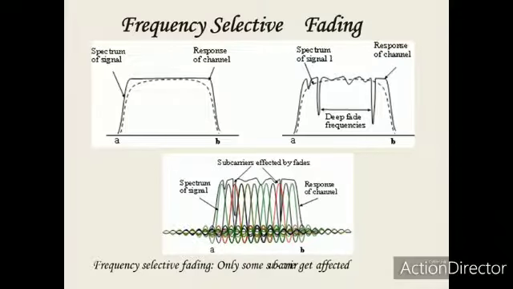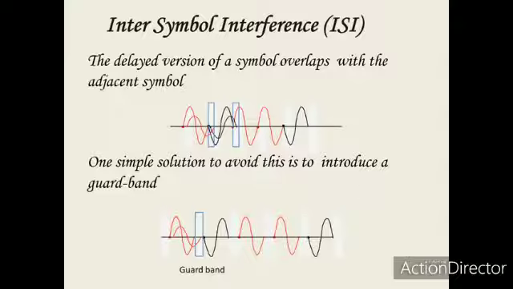Then we are going to see ISI. ISI is defined as inter-symbol interference which takes place in the transmission of signals. The delayed version of the symbol overlaps with the adjacent symbols. One simple solution to avoid this ISI is to introduce guard bits in the signals, where the interference caused between the signals can be eliminated.